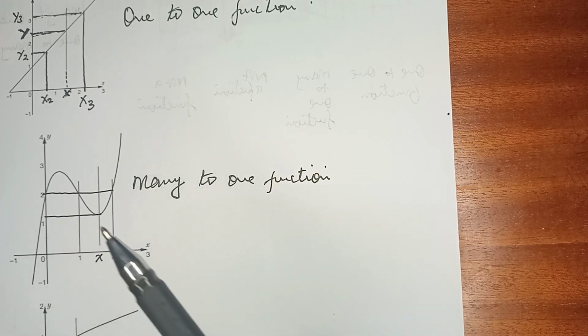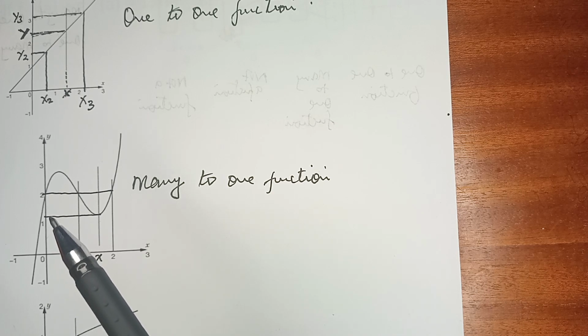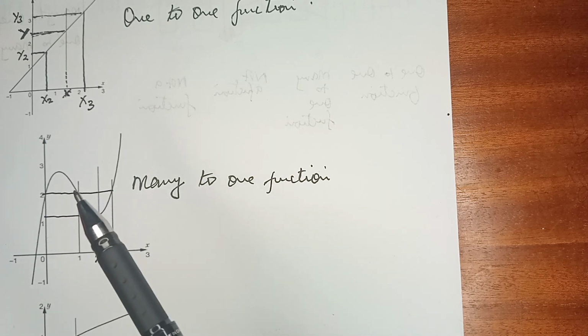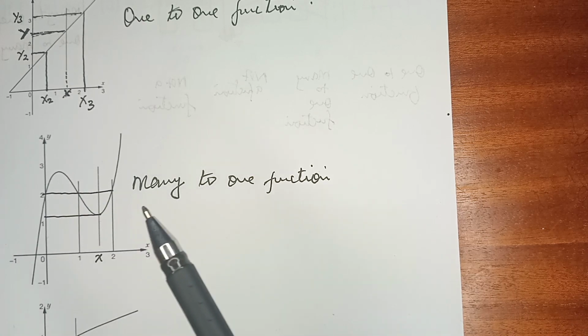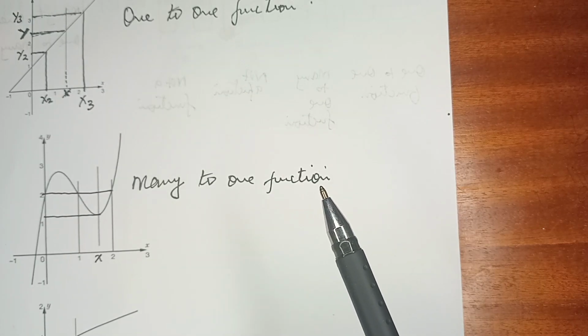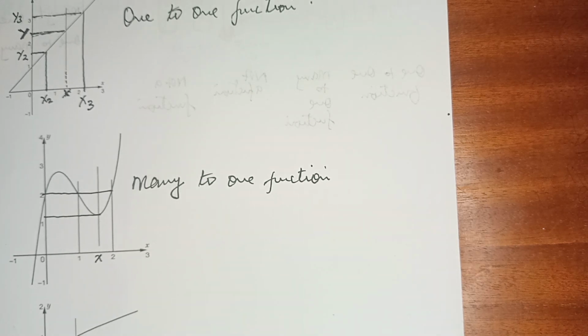If you look at the other line where x is just x, it meets the curve at a particular point where y is just 1 point something, so it gives a different value of y. But because two values of x are giving us the same value of y, it qualifies to be a many-to-one function, where many raw materials are giving us one product. Many inputs are giving us one output, as we saw in example 1.